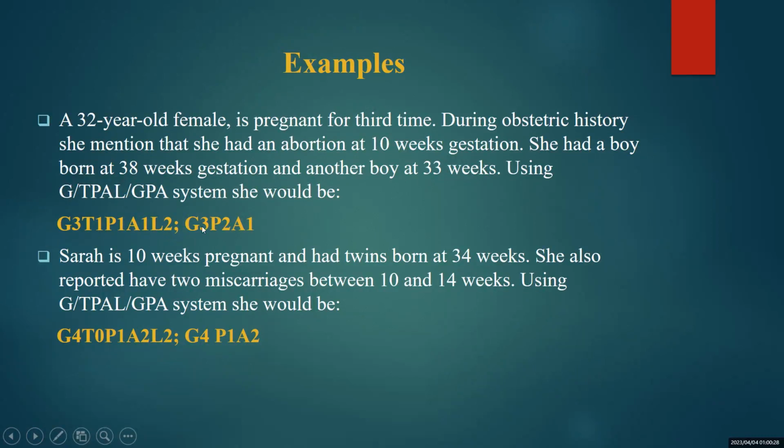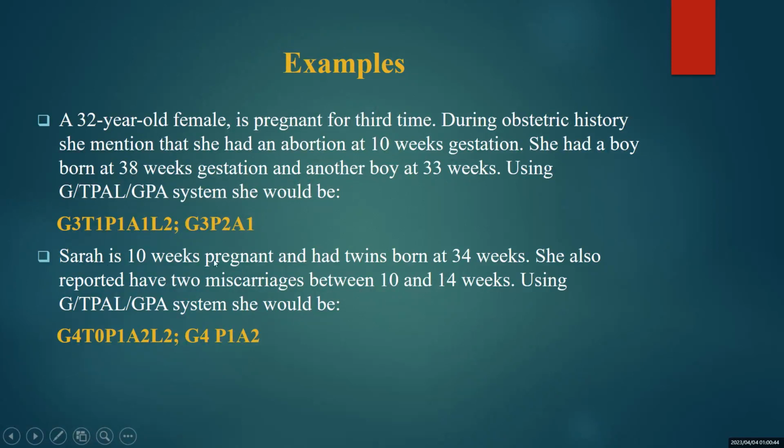In the GPA system, she's G3 and P2 because she has carried 2 pregnancies to a point of viability, and she has had 1 abortion. So she's G3, P2, and A1.